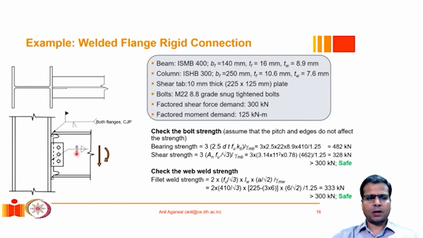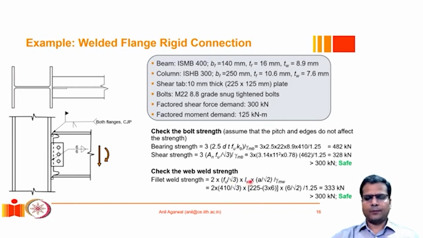The size of the weld is marked as 6 millimeters. So the strength of this weld can be calculated easily. We know the expression for the strength of a fillet weld. We use Fu divided by root 3 as the material strength, because we assume that the strength of such a weld is governed by shear strength. That is as per the Indian Standard Code IS 800.